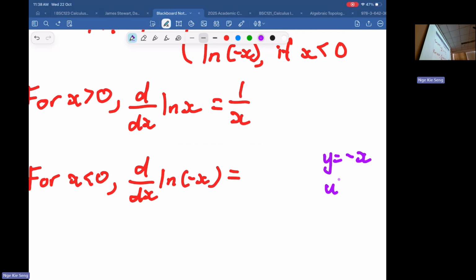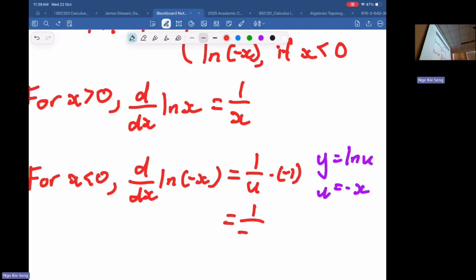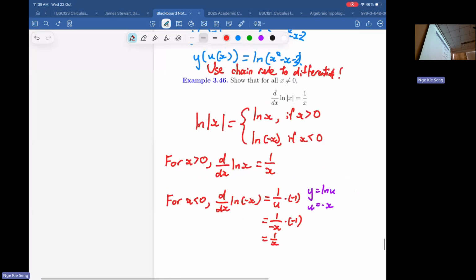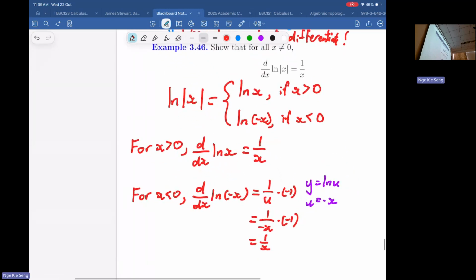So, y equals ln u, and then u equals minus x. Okay, cool. If we try this, we get 1 over u times minus 1, which is 1 over minus x times minus 1, which is still 1 over x. So all together we get 1 over x. Okay? Make sense? Question? No?